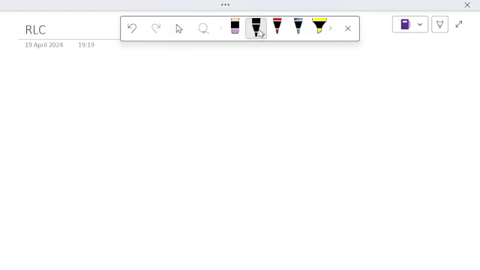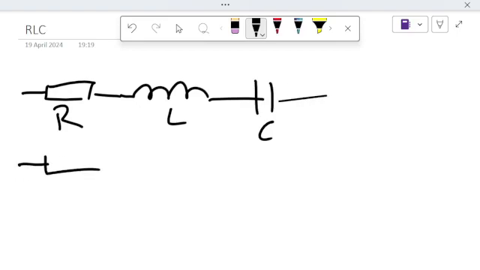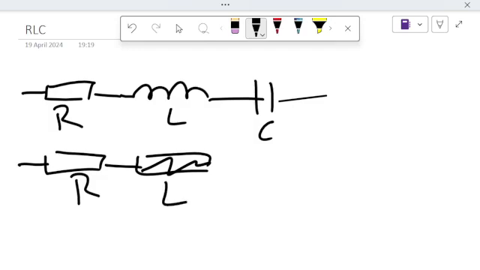So I will write resistors and coil and capacitor. I can draw in that manner, it is the same. This is a coil, an inductor, and this is a capacitor.